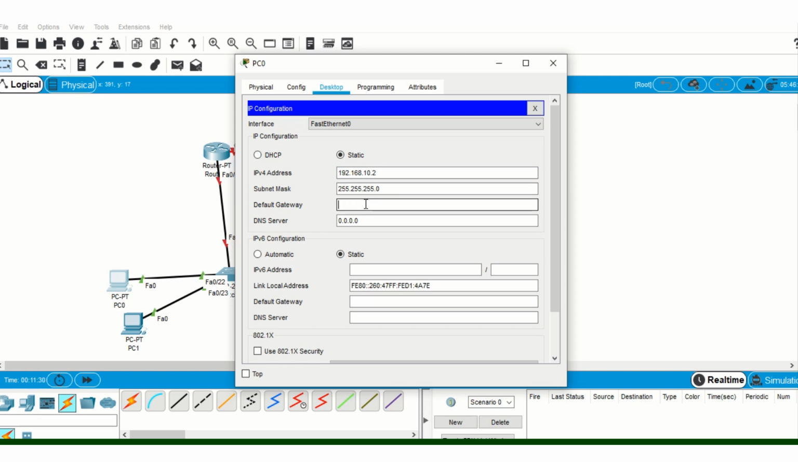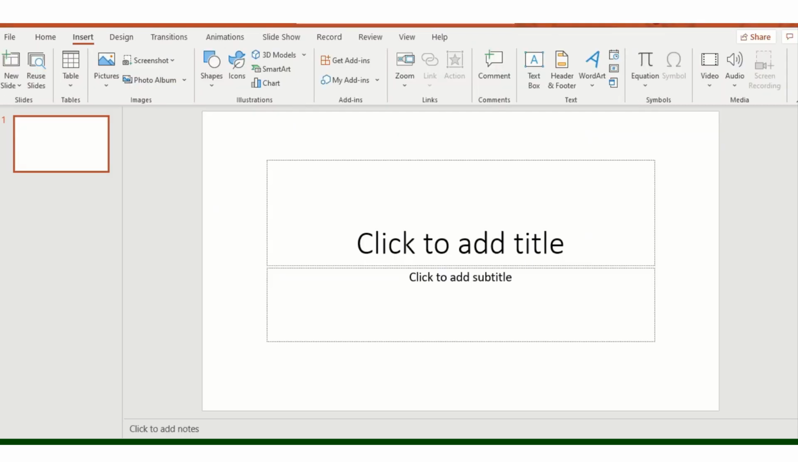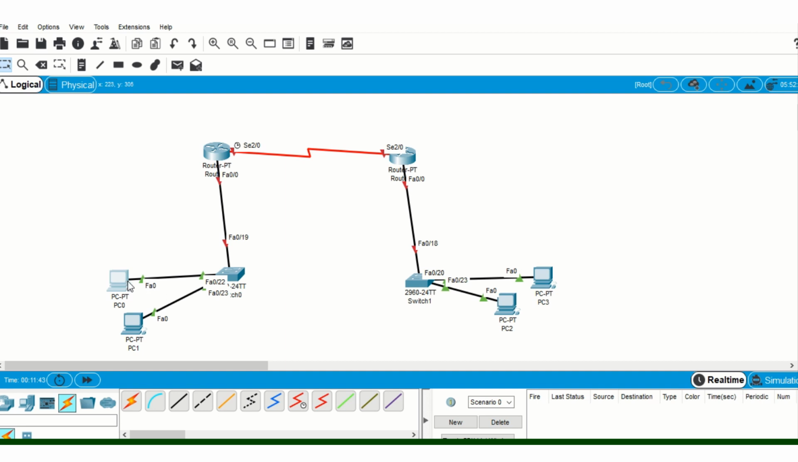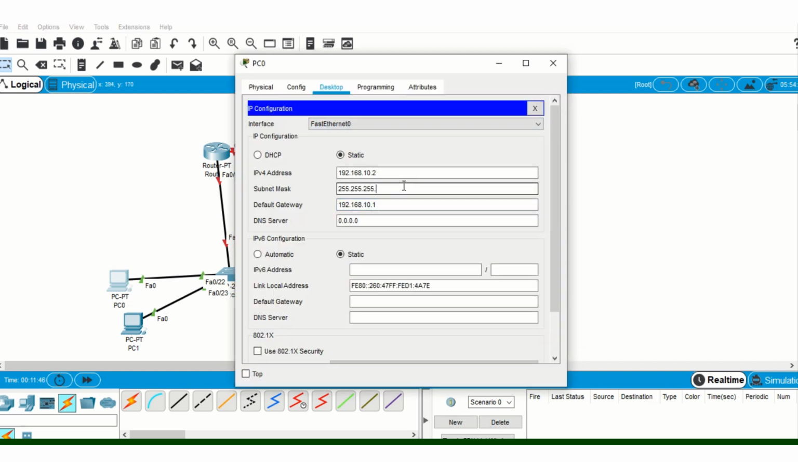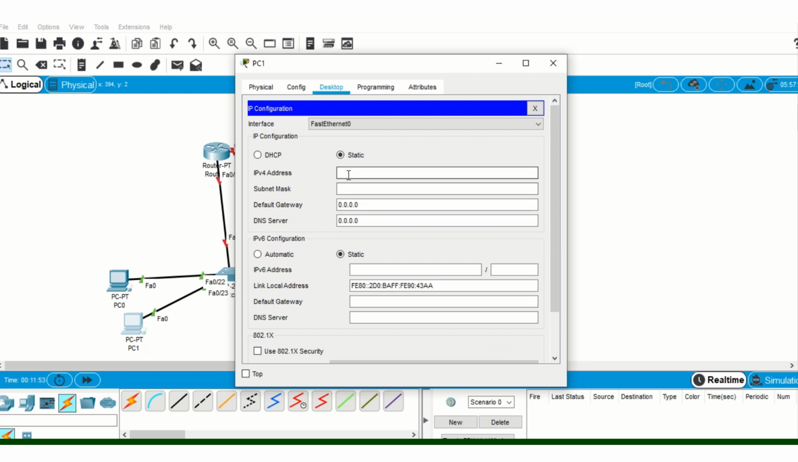And here, since we are using subnetting, we will not use the default subnet mask for class C. Here the subnet mask will be 255.255.255.192. The same will be done here. Desktop, IP configuration, the IP address will be 3. The gateway address will be the same, and the subnet mask will be 192.